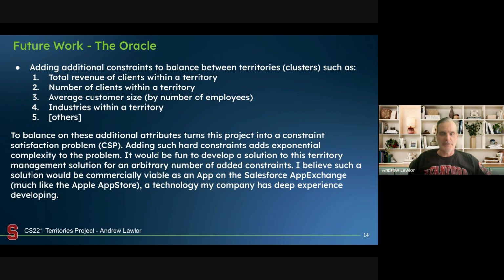I believe that I was successful in building this, that it could lead to a commercially successful product on Salesforce's AppExchange. And I look forward to doing that in another context.